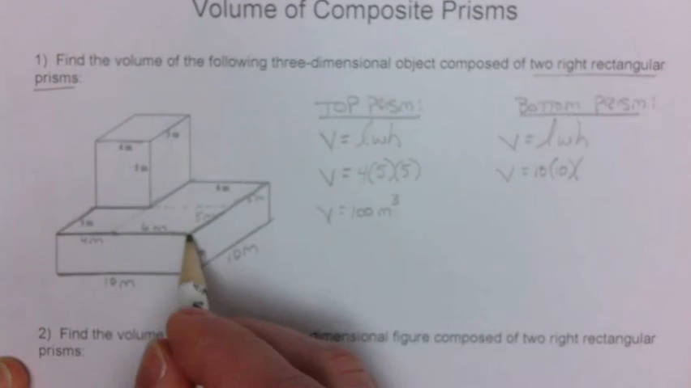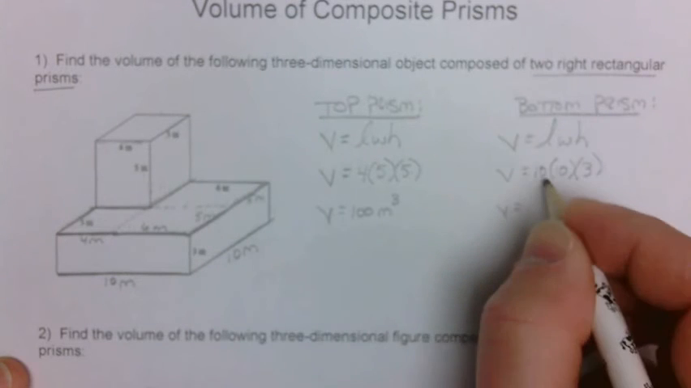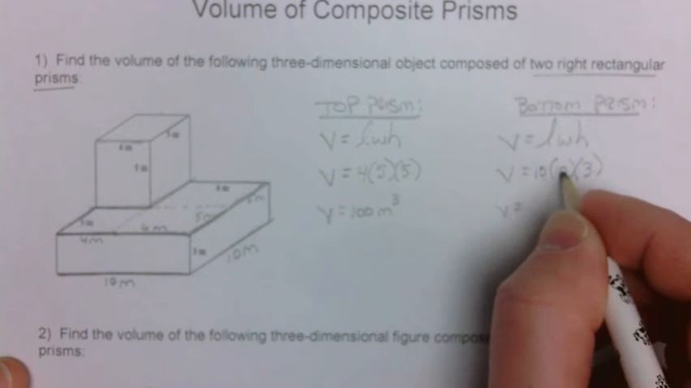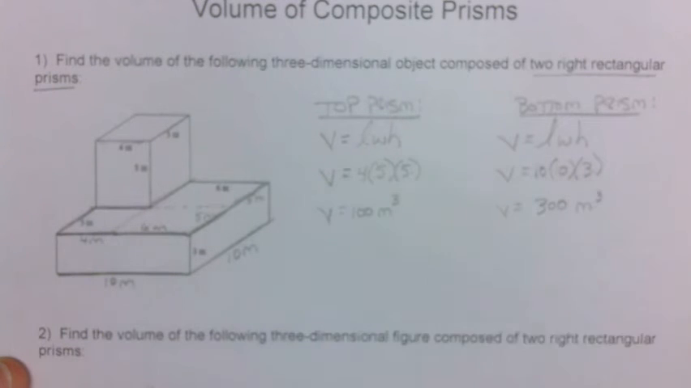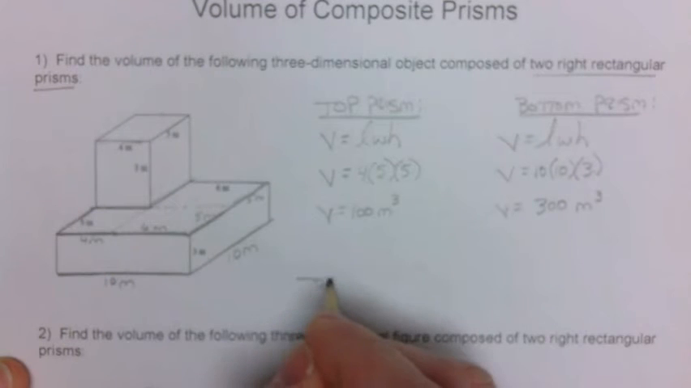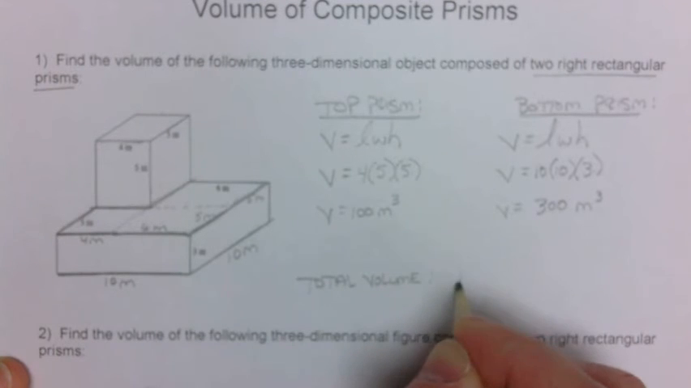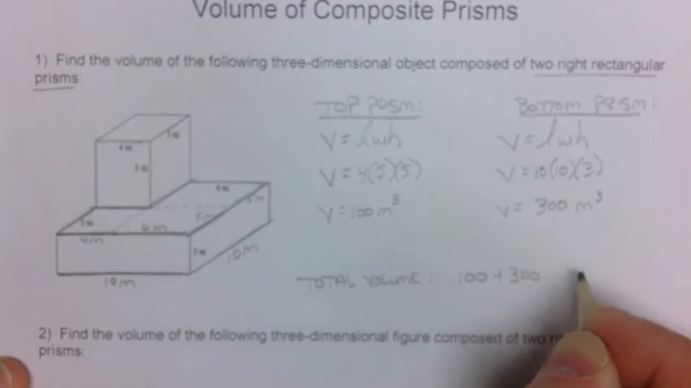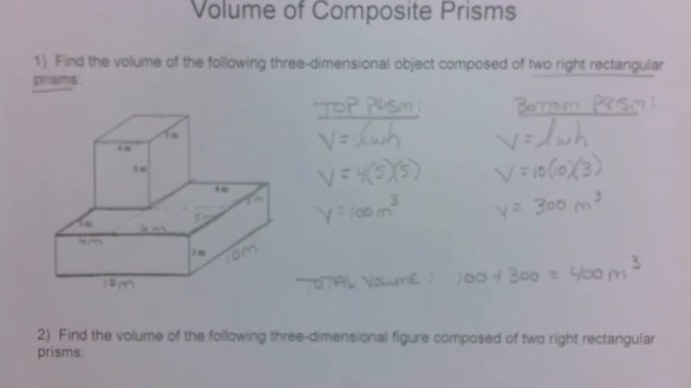The height of this bottom prism is simple. That's just 3 meters. And so we'll multiply 10 by 10 by 3. 10 times 10 is 100, times 3 is 300 cubic meters. And now for the total volume, all we're going to do is add them together. 100 plus 300 makes 400 cubic meters for the volume.